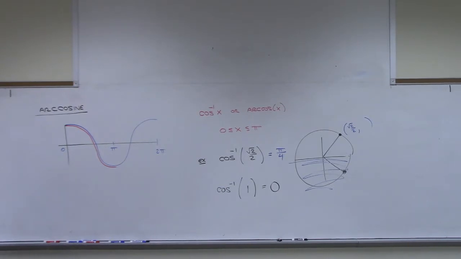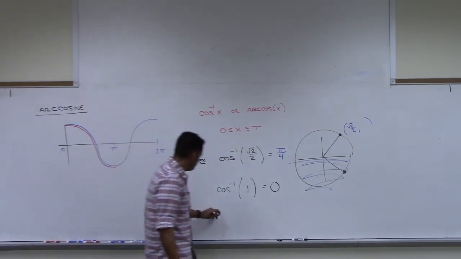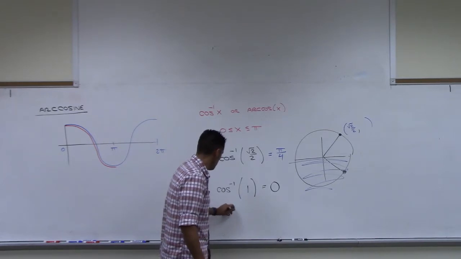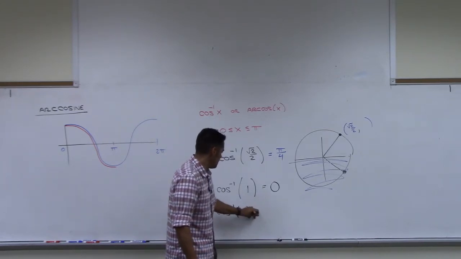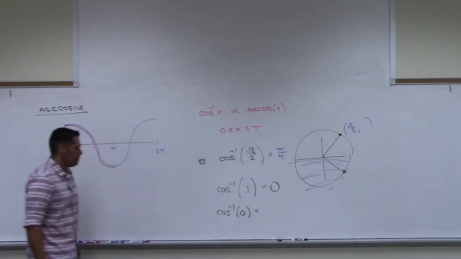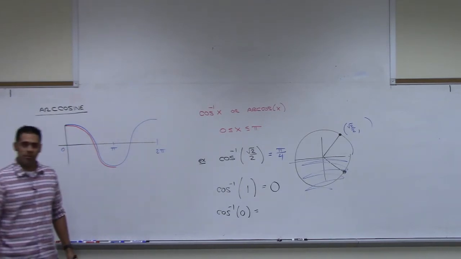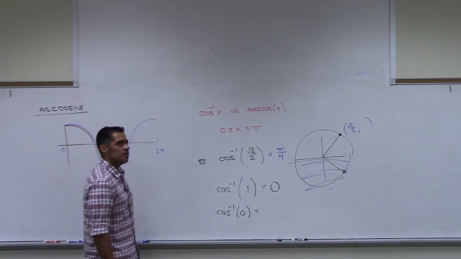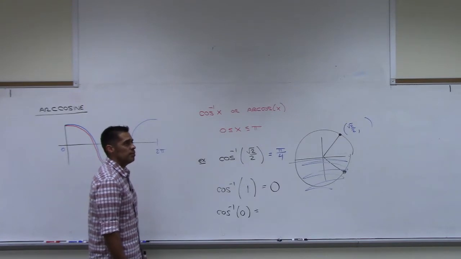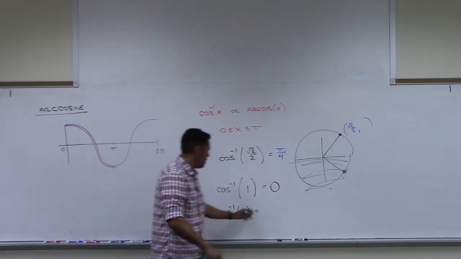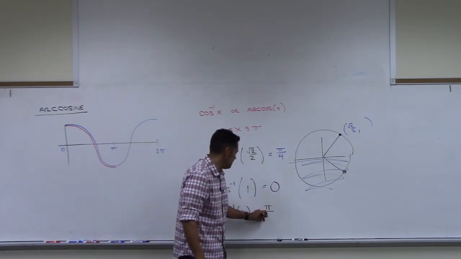All right, how about, what's our arc cosine of 0? Pi over 2. So that's saying where on the unit circle is your x-coordinate 0, but you can only be in the top half of the unit circle, so pi over 2.